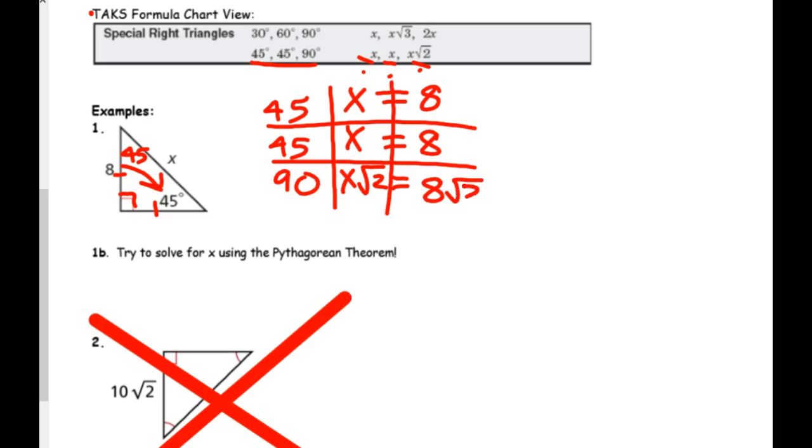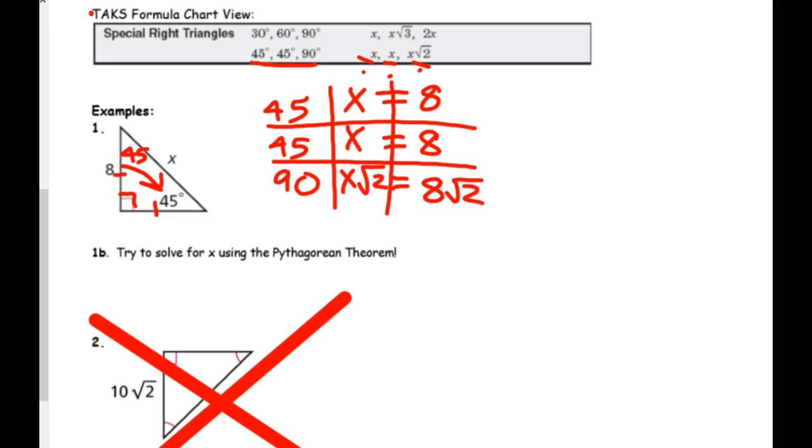8 square root of 2. If you know the leg of a 45, 45, 90 triangle, it's not that hard. Both legs are the same, and you just add a square root of 2 onto it. That's it. Is that doable? Most of your assignment, I think, is those types. So pretty easy, kind of, right?